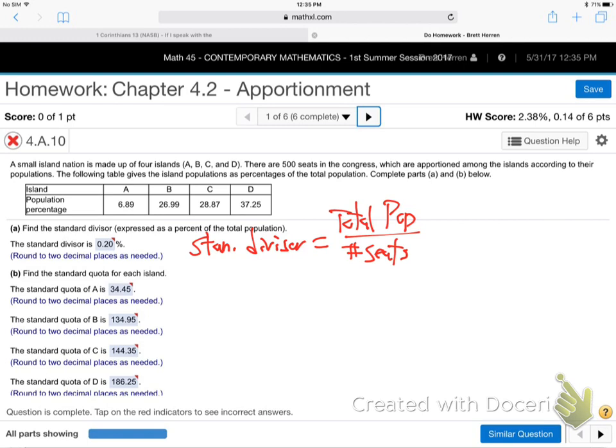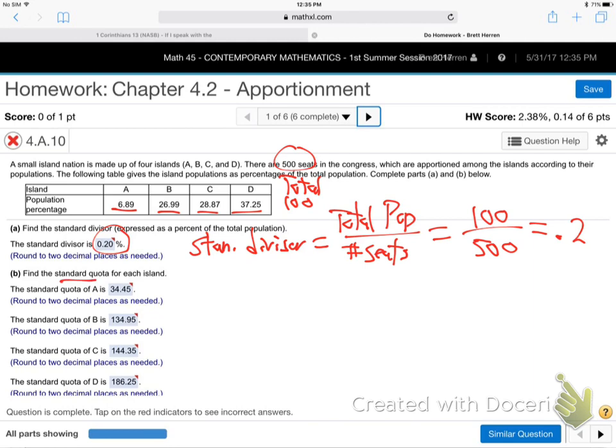So what's the total population? They're not giving me the total, are they? How can I get it? Just add them up. Guess what it's going to be? It's going to be 100 because those are percentages. But it's okay if you don't notice that. Just add them up. It is 100. That's 100%. So total population is 100. They're just giving me percentages, which is fine. Over how many seats? 500 seats. That's 0.2. That's what they want. 0.20, 0.2, same thing. Good there?